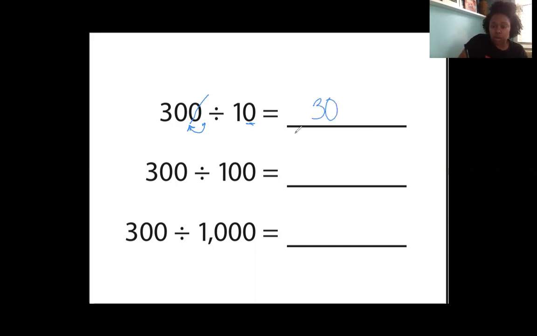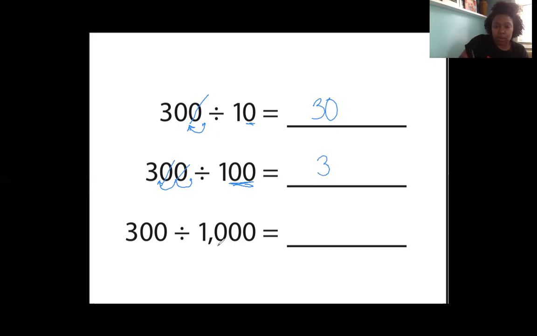This next one, I've got 2 zeros to get rid of. So I can go 1, 2. It's the same thing as taking that decimal and jumping 2 places to the left. It's going to end up behind the 3. So that is just the number 3. Okay. Now let's look at this bottom one.